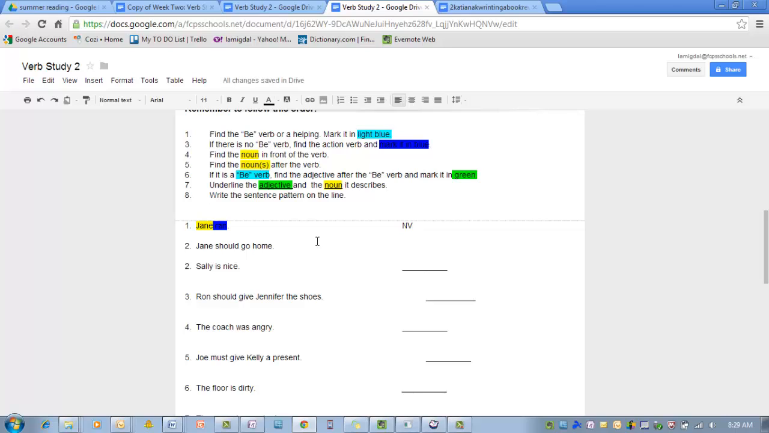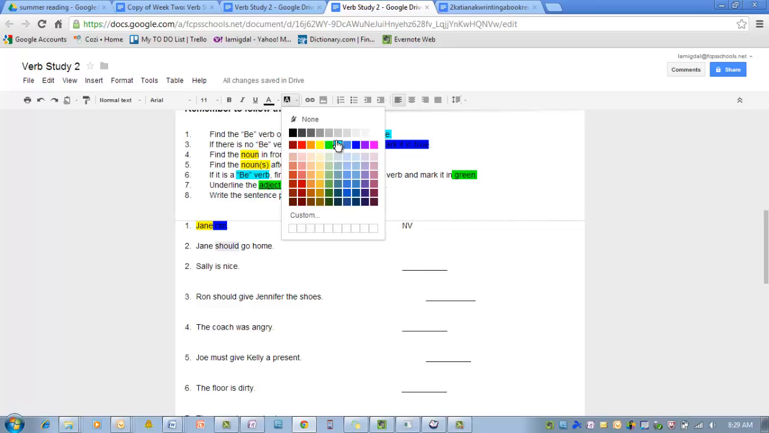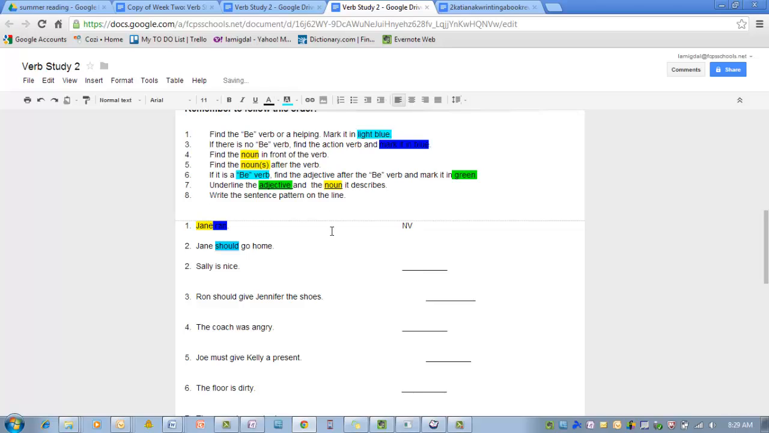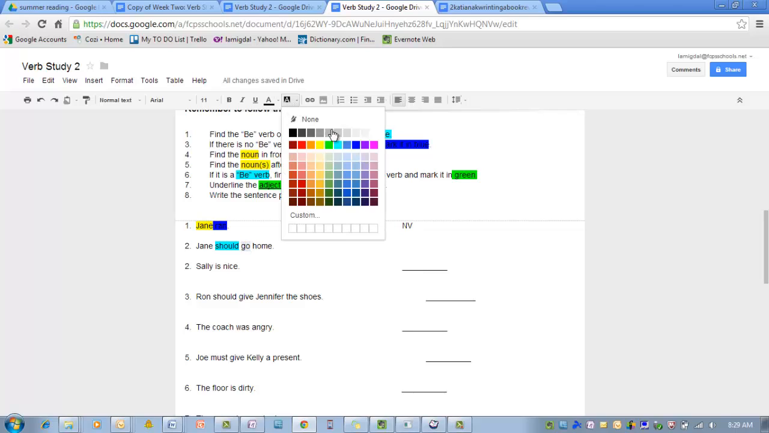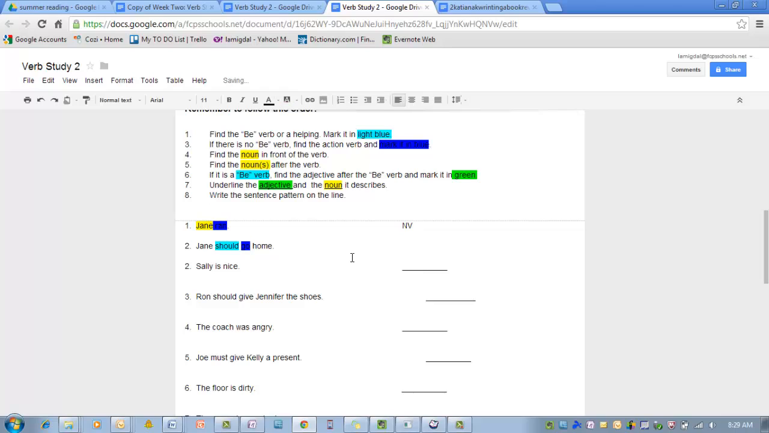Okay, let's look at our second one. Jane should go home. Okay, I see some funny words here. Go is my verb. There's the action, right? But here's this word should in front of it. I'm going to do that in light blue. That's a helping verb. It's not one of the be verbs. And I see another verb here, so I'm going to do that one in dark blue. So remember, helping verbs always go with an action verb or another verb. It helps the verb. So there's my verb, should go. There's a helping verb and the action verb together.